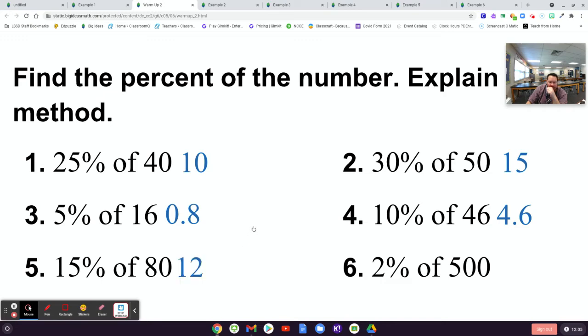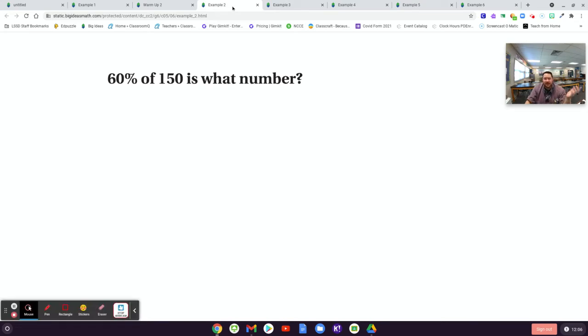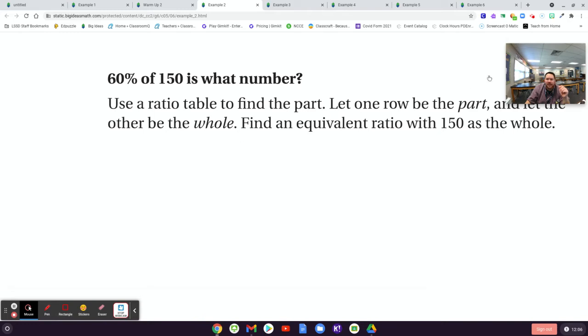Okay, 15% of 80. For this one, it is 15/100ths, which can simplify to 3/20ths times 80 ends up being 12. And this last one, 2% of 500 is 10. So 2/100ths can simplify to 1/50th, and 1/50th times 500 is 10. Okay. If that's easy for you, then this assignment's going to be a breeze. We will get to some slightly trickier ones. And if that's difficult for you, we're going to show you another way to do these using ratio tables.